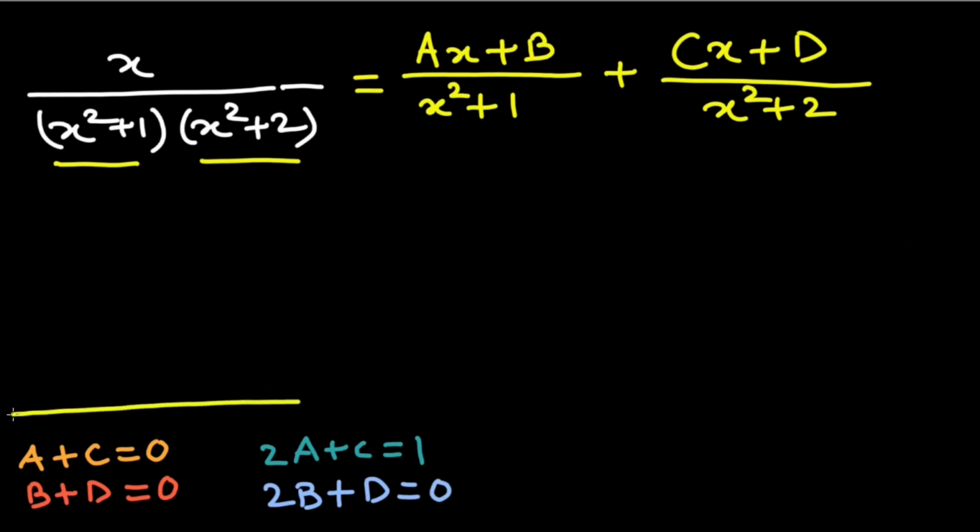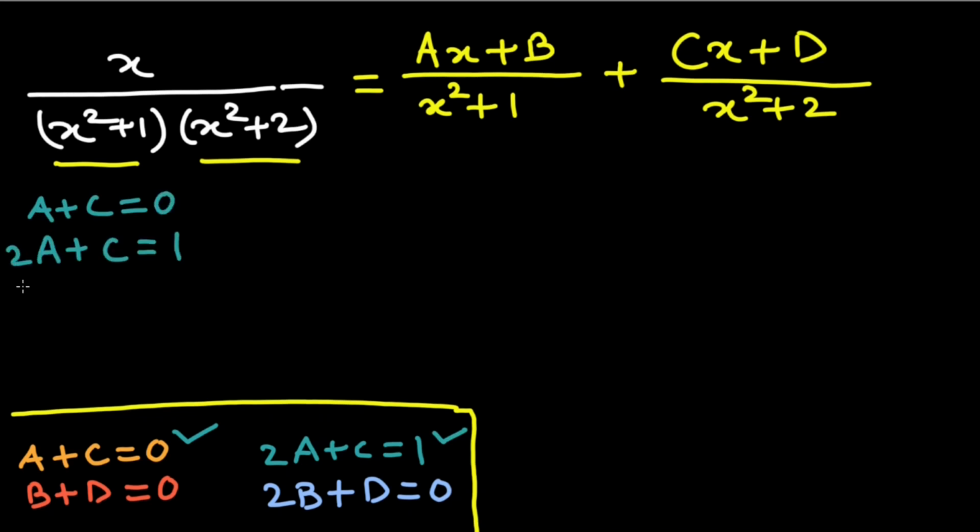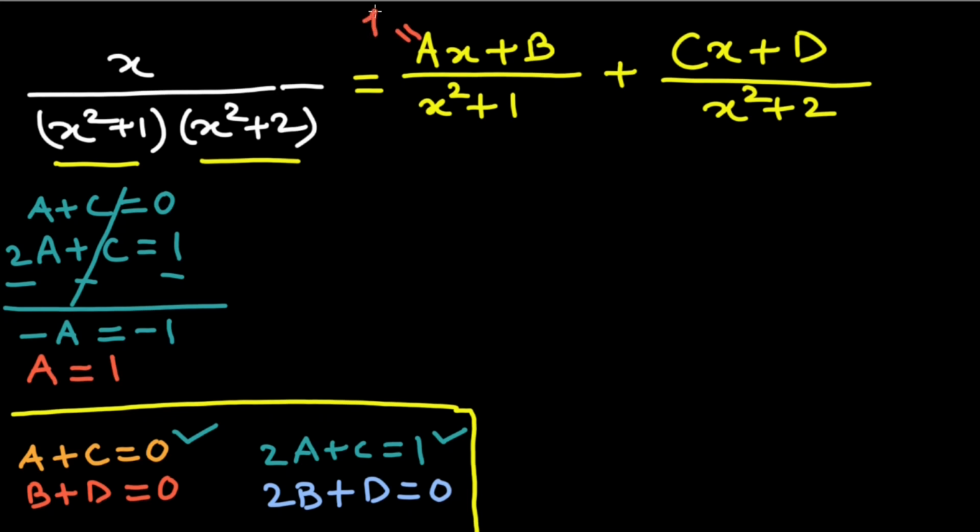Now we have to solve these four equations to get the values of a, b, c and d. So first we will pick up a plus c equals 0 and 2a plus c equals 1. Subtracting, we get minus a equals minus 1. That gives us a equals 1. So here we got a equals 1.